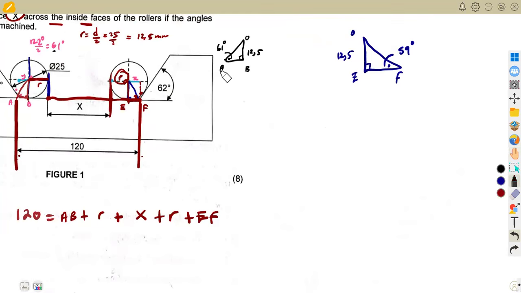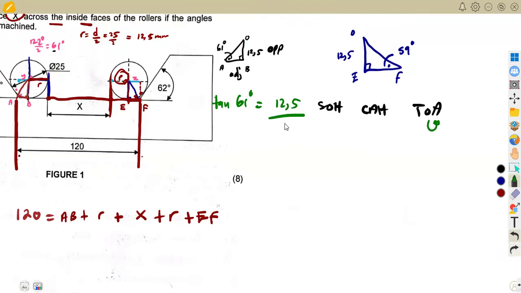So from the first triangle, how can we calculate AB? According to this angle, this is the opposite, and AB is the adjacent. So which ratio are we going to use from our SOHCAHTOA concept? Remember, from our mathematics. So that will be the ratio of a tan, TOA, all right? Tan, meaning to say we have got the tan of 61 degrees, which is equal to the opposite, which is 12,5, over the adjacent, which is the AB that we want to calculate here. So we can be able to calculate this AB.